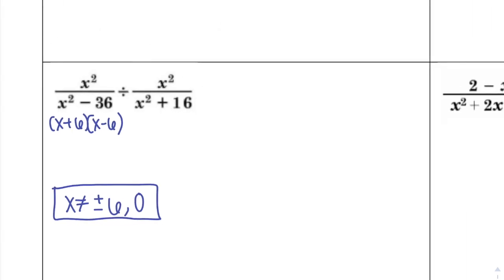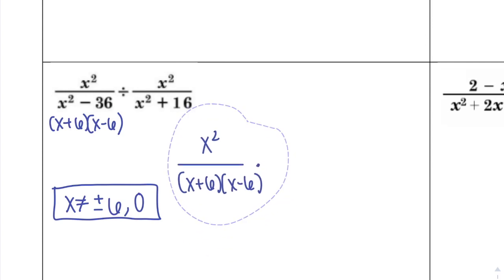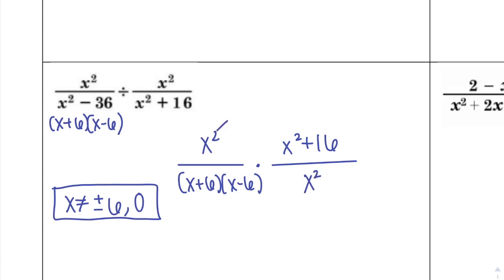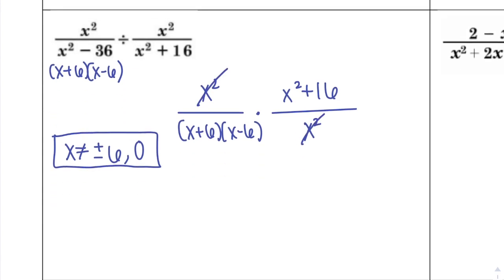So now I'm going to keep, change, flip. So I have x squared over x plus 6 times x minus 6 times, and I'm flipping, so I have x squared plus 16 over x squared. And the x squareds are going to cancel out, and that's it. So your answer is just going to be x squared plus 16 all over x plus 6 times x minus 6.